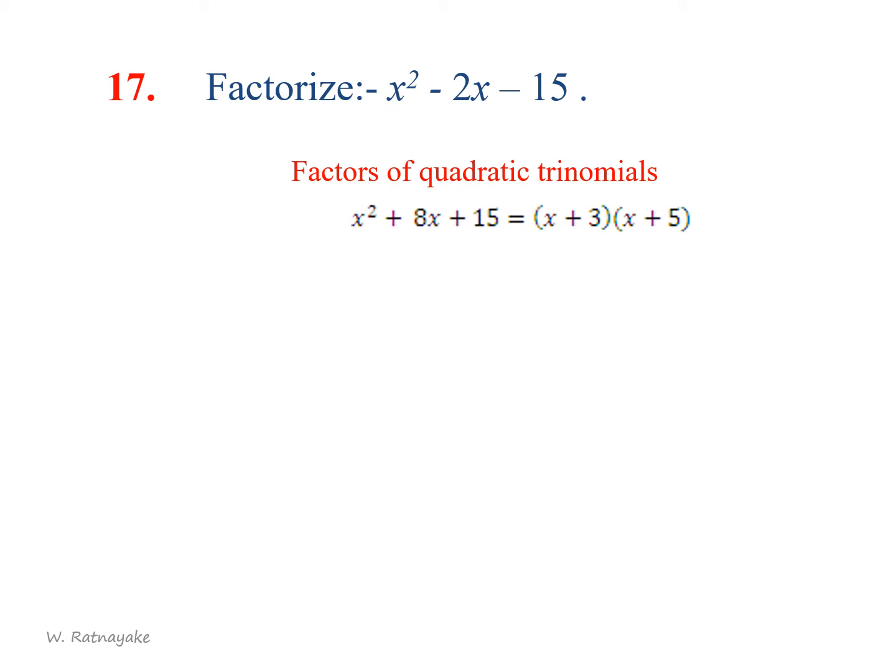Now there must be two binomials as the factors. So the x must be the first terms. If 15 is there, the second terms of the factors should be 3 and 5 or 1 and 15. If you take 3 and 5, we can check whether you get the middle term plus 8x. When you multiply x by plus 3, you get plus 3x, and x by plus 5 you get plus 5x. Then when you add those two, you get 8x. Therefore, this is correct.